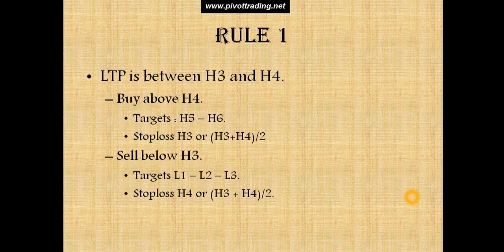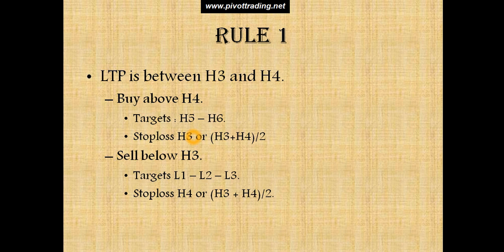So let's come to the first rule. What the first rule says is that when the LTP is between H3 and H4, in this particular case, we consider H4 as the breakout. There is a long breakout, so we buy above H4. Our targets become H5 and H6. How H5 and H6 are calculated, I will show you in a few minutes. Stop loss for this becomes the next lower level, which is H3, or (H3 plus H4) by 2, that is basically the midpoint of H3 and H4.